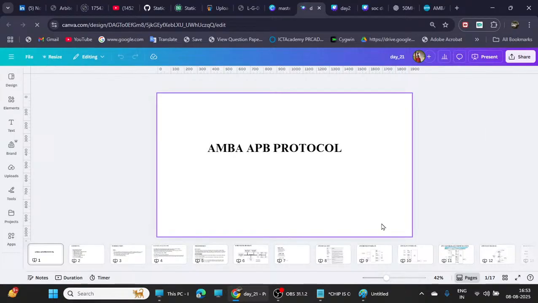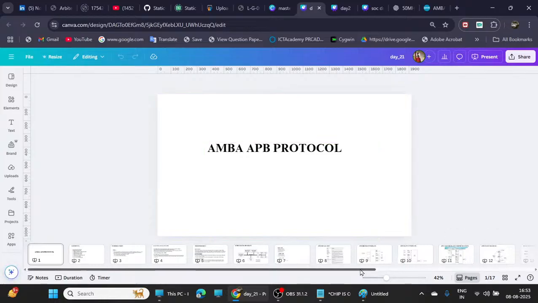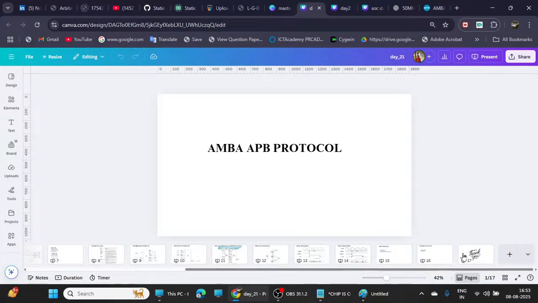Good evening. I received a query from your responses: what is the APB protocol? So, APB, peripheral. You can see here.